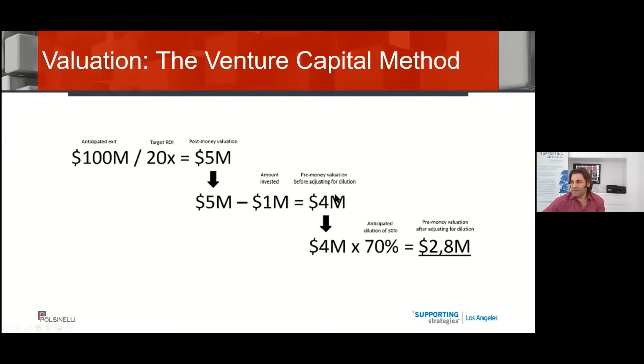valuation. And with a $4 million pre-money valuation, we anticipate that there's going to be additional capital raised to get from here to that $100 million exit. So let's assume 30% dilution. You take 70% of that 4 million and say, I'm willing to value your company today at 2.8 million because I think it's going to take that much to get to this $100 million exit, and I want to get a 20 times ROI on my investment today. So if I give you $1 million today, I'm going to value the company at $2.8 million before the investment. Hopefully that answers the question for some folks.